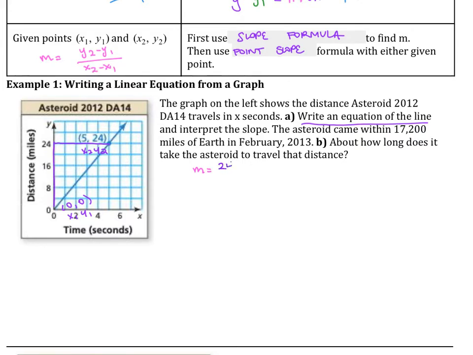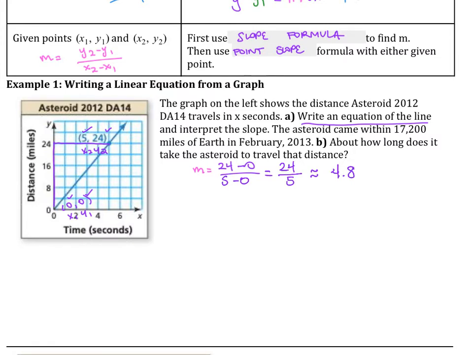y2 is 24, this number here, minus y1, which is 0, over 5 minus 0. Make sure you don't mix those values up. So it's 24 over 5 is our slope. In this case, I'm going to go ahead and convert it to decimals. If you plug it in your calculator, you'll get 4.8 is our slope.